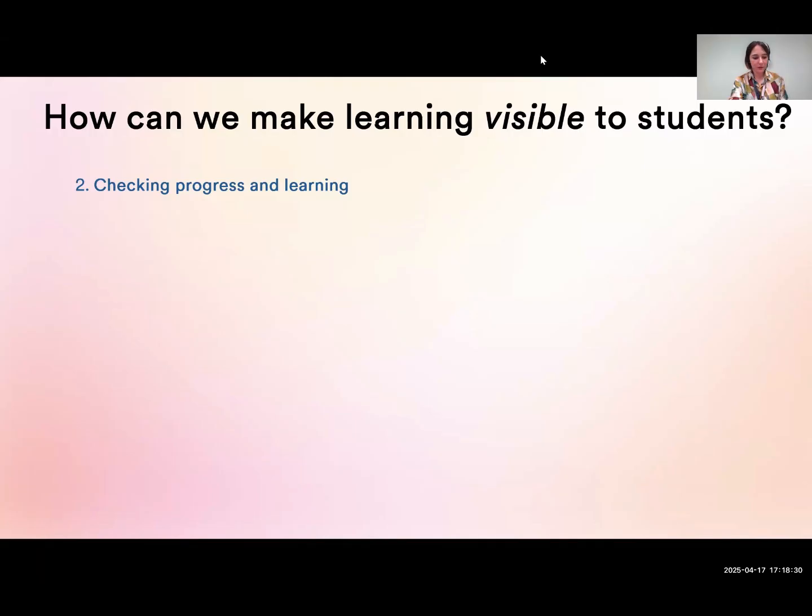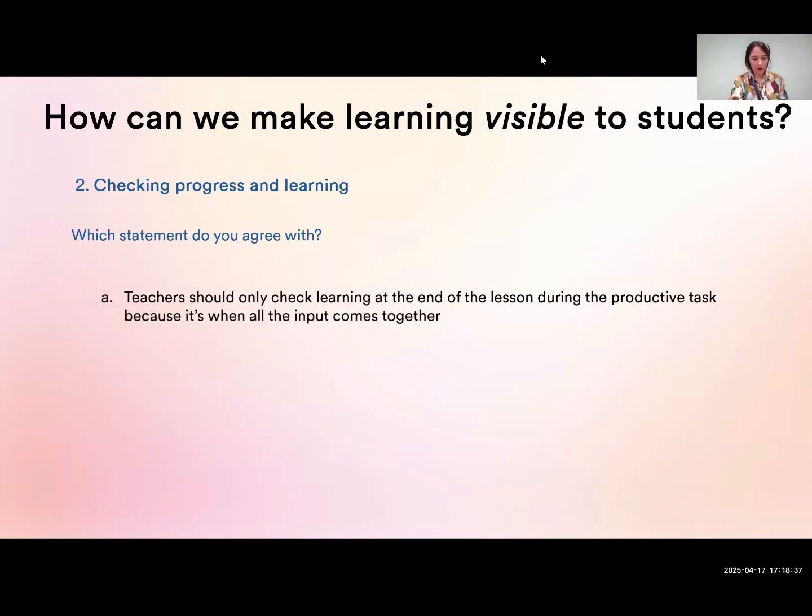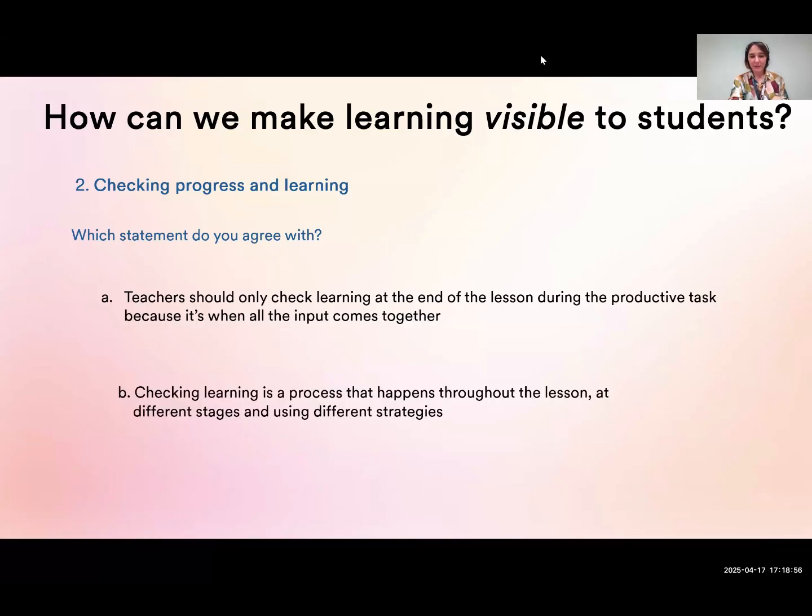So I'm going to show you two different statements, and I would like you to tell me which one you agree with. The first one says, teachers should only check learning at the end of the lesson during the productive task, because it's when all the input comes together. And the second one, checking learning is a process that happens throughout the lesson at different stages and using different strategies. So there we go, the two sentences. Could you pop in the chat: do you agree with A or do you agree with B?